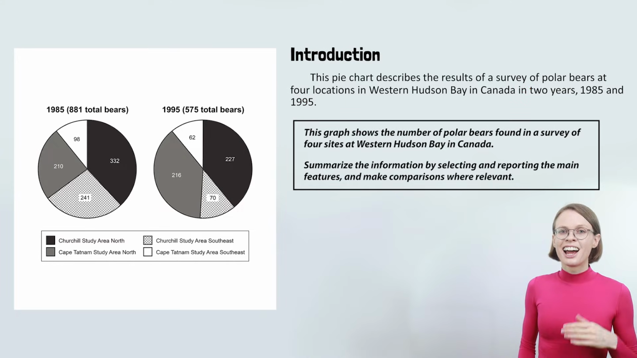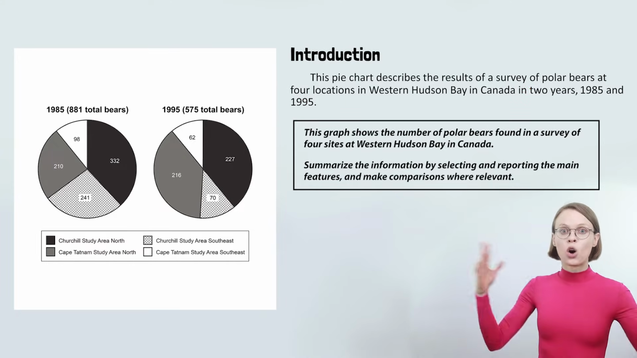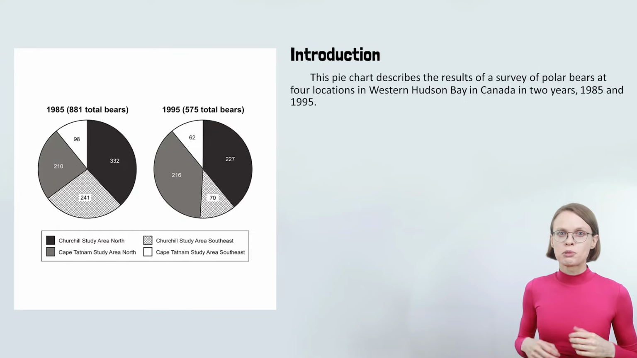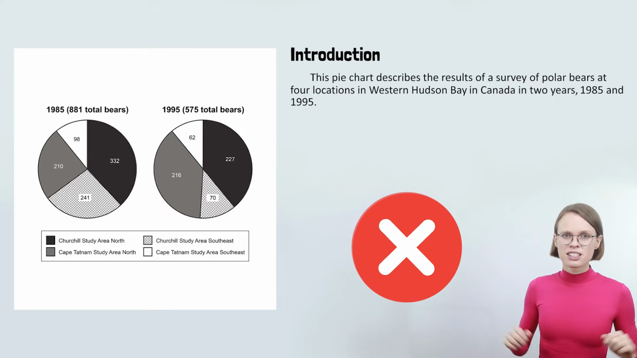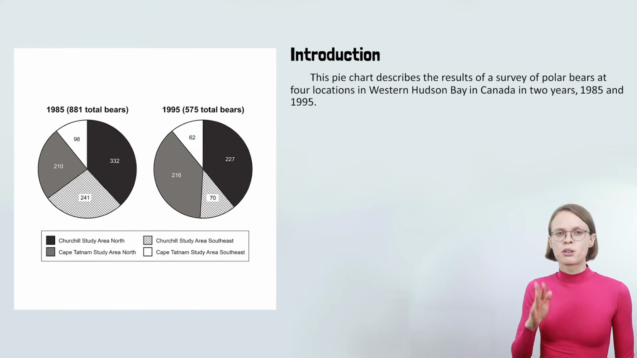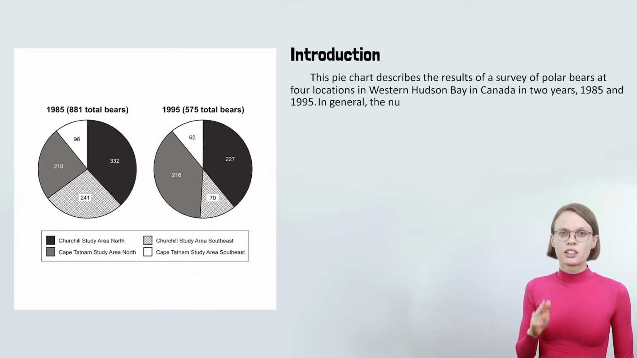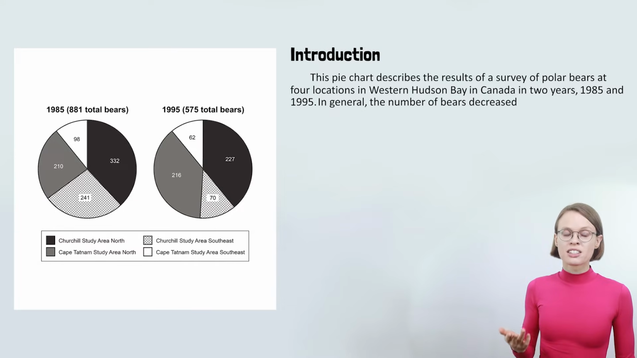Let's go on. I am now going to give an overview of the chart. This means I describe what's happening in general. Don't give any specific details in your overview. Just describe the main trends you see. First, I discuss the first general trend I find. In general, the number of bears decreased over the 10-year period.